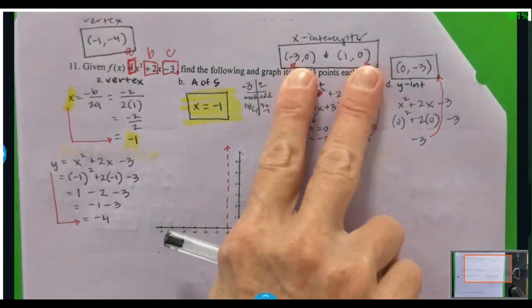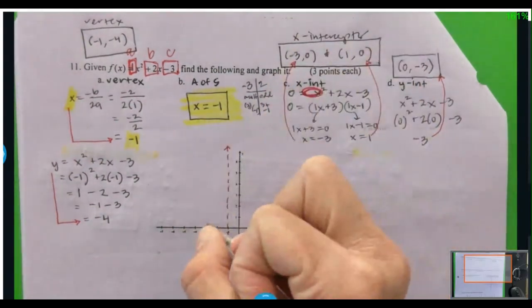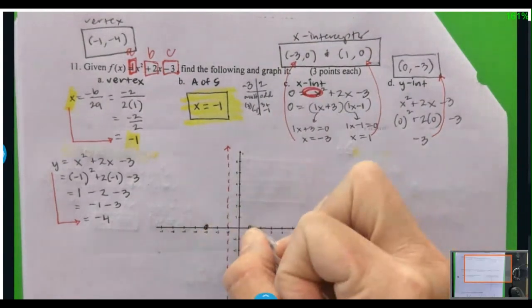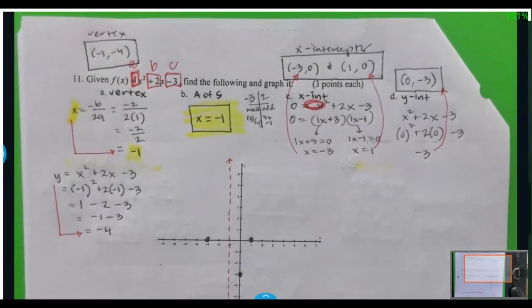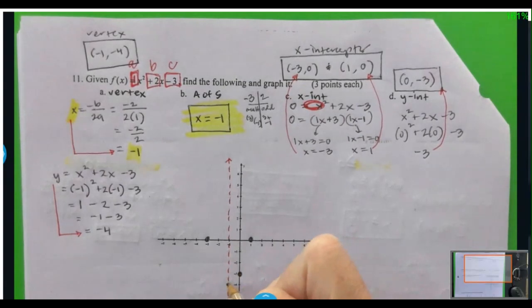Okay, so we're going to graph our x-intercepts. One is at -3, and one is at +1. And what's the only other thing left to graph? Very first thing. Vertex. So go to (-1, -4), and there's your vertex.